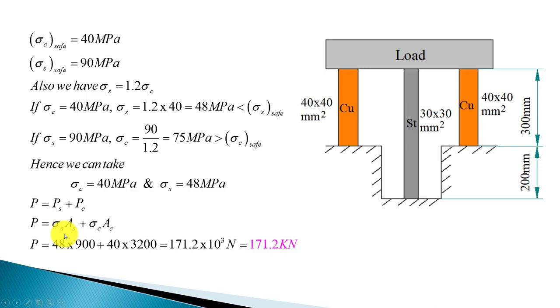You can substitute for sigma S and sigma C. Sigma S is 48, AS is also known, 900 mm square, and sigma C is 40, and AC for both the rods is 3200. Substituting that, you will get 171.2 into 10 raised to 3 Newton, or 171.2 kilonewton. So this is the maximum load these rods can support by satisfying the given condition.